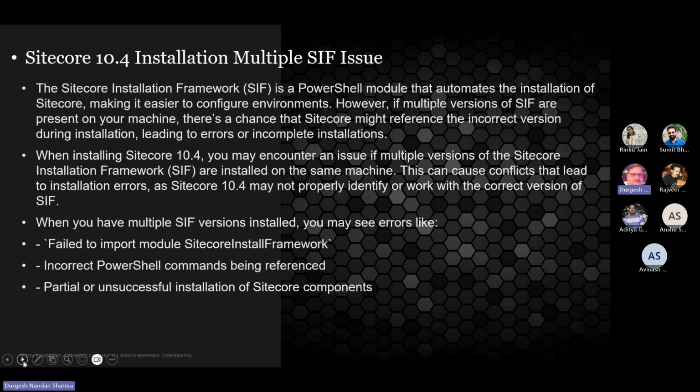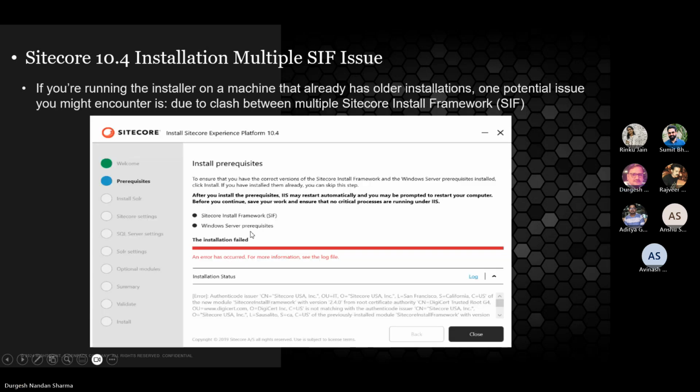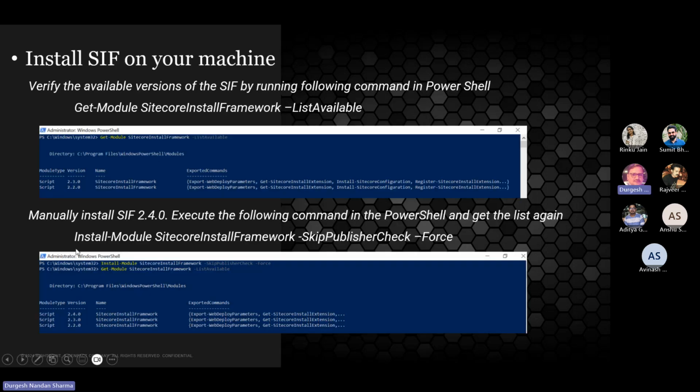To overcome this, whenever we are going to install Sitecore, if the prerequisite SIF is not the right version, it will give this type of error. If this arises, then we have to check the available version of SIF in PowerShell.